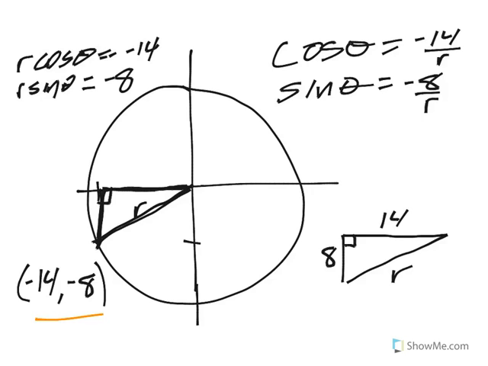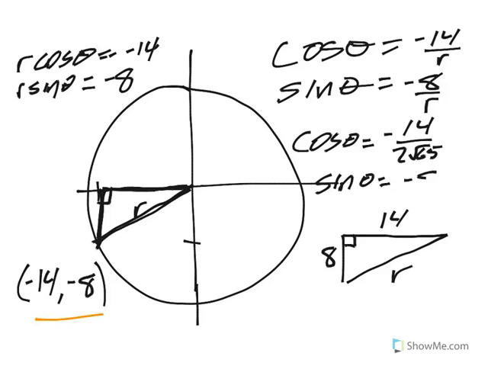Root 65. And so, for example, cosine theta is negative 14 over 2 root 65, and sine theta is negative 8 over 2 root 65. Let's simplify one of these, and I typically like sine better. I don't know why. Maybe, yeah, no reason.